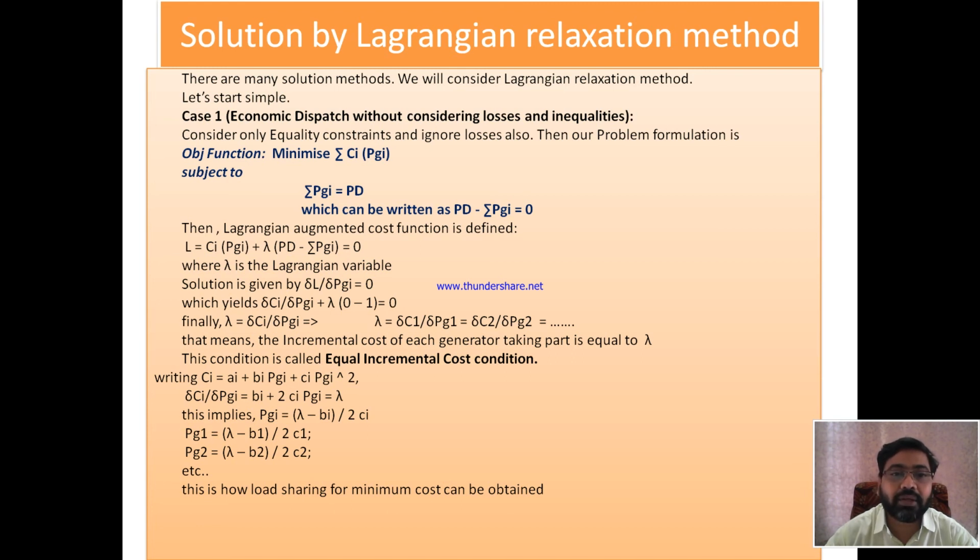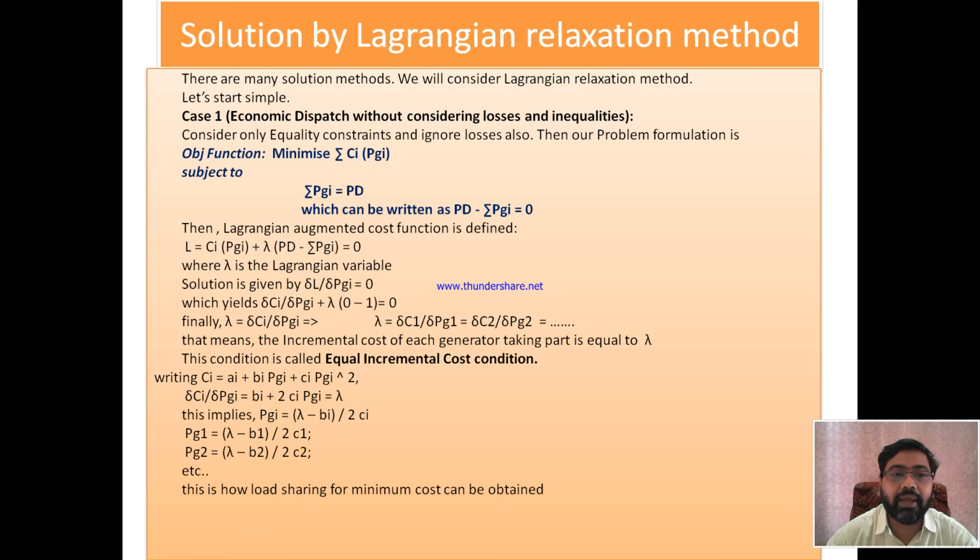Now this summation of PGi equal to PD can be written as PD minus summation PGi equal to 0, so that all the terms lie on the left side of the equal to sign, and the right side is 0. Now the first step towards solution by the Lagrangian method is to write an augmented cost function, which includes the objective function element and the constraints together.